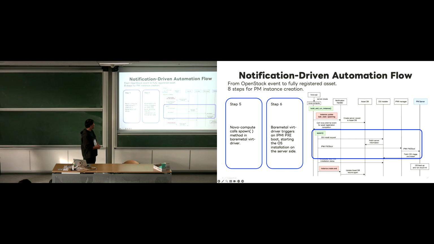And step 5, so Nova compute. Now the Nova compute tries to start the actual spawn method, which tries to create the instance. And instance creation means Nova compute starts to trigger the OS installation and the IPM or PXE boot. So the actual PM server starts the PXE boot, then the server fetches the OS information from the OS installer, then gradually the OS installation is ongoing.